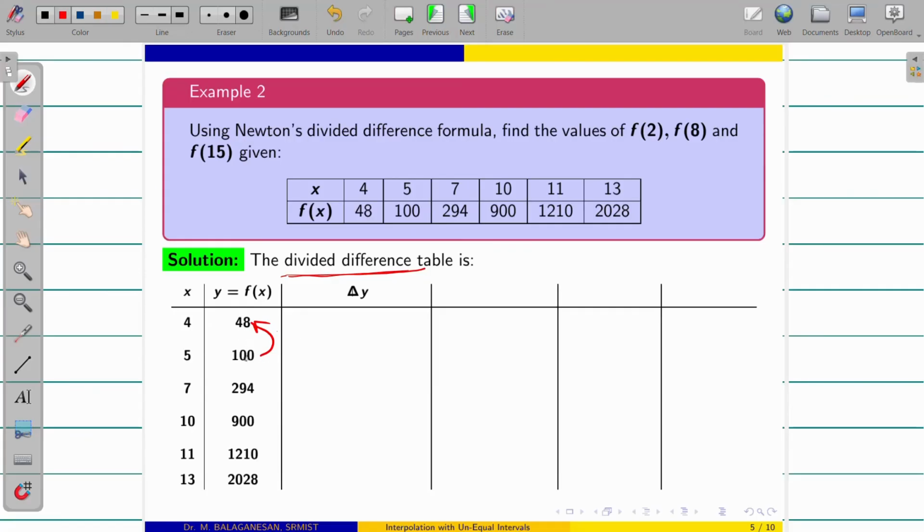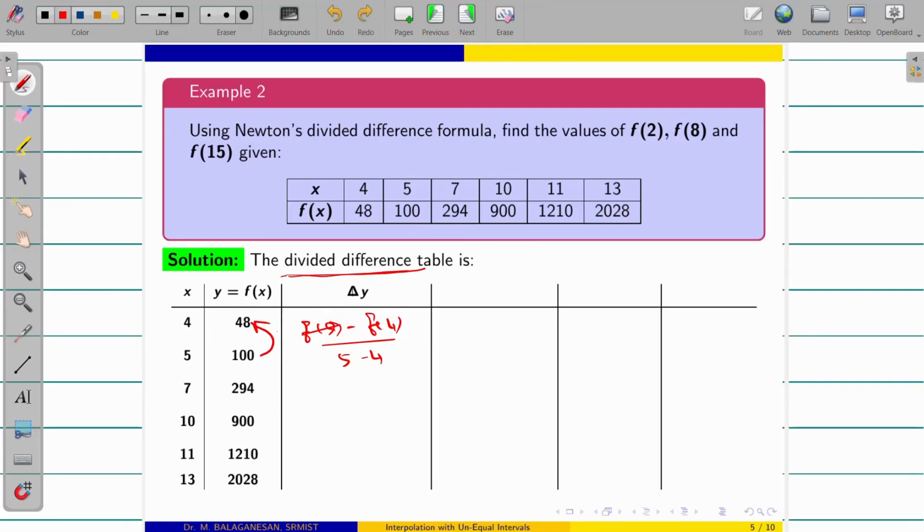I'm having the two values of y for two arguments 4 and 5. Then what do I have to write? f of 5 minus f of 4 divided by 5 minus 4. What is the f of 5 value? It is 100. What is the f of 4 value? It is 48. So 100 minus 48 divided by 5 minus 4. So no need to be confused in that way.